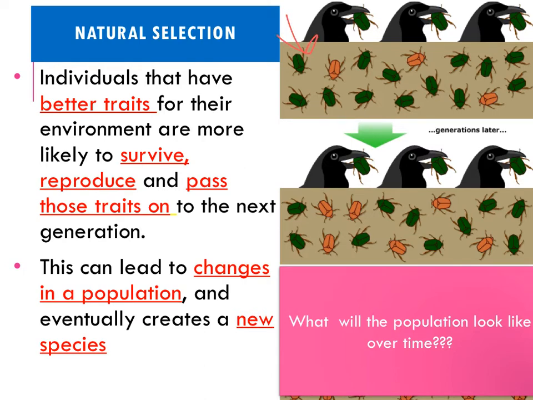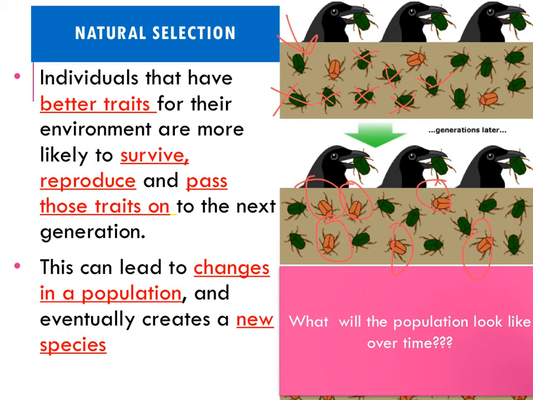But since the green ones are getting eaten, that means they're not very well suited for their environment. So nature is selecting for the phenotype of being brown. So in the pink box that says, what will the population look like over time? So in many generations, do we think this population is going to be mixed, green and brown bugs? All green or all brown? Well, the answer we should know, guys, here is going to be mostly brown bugs.